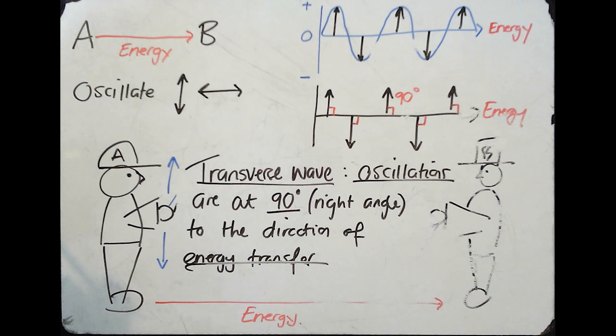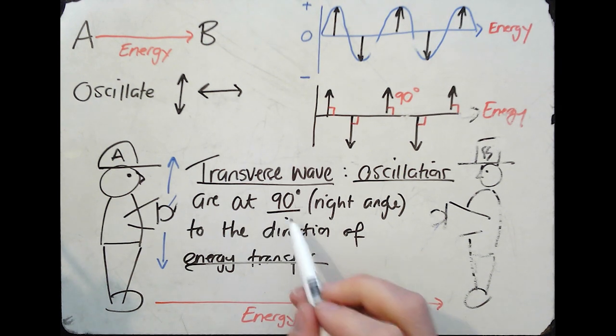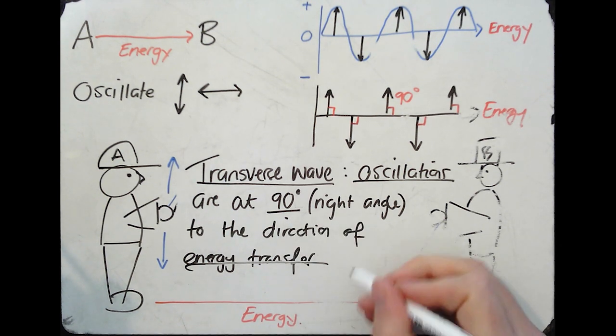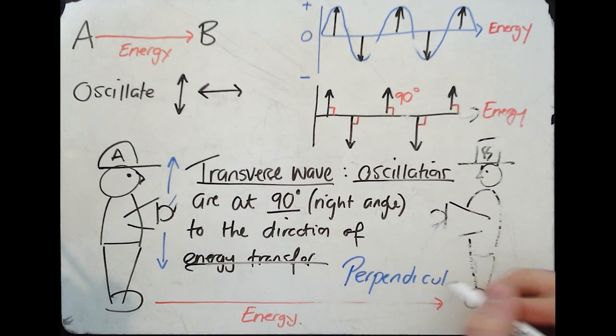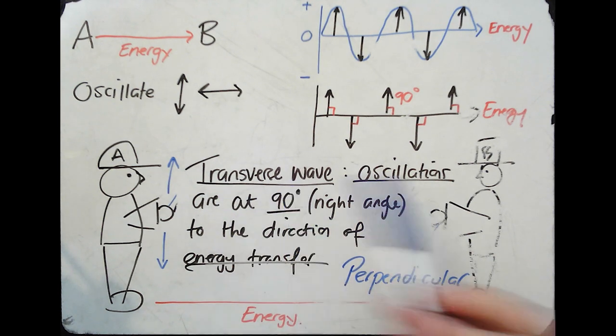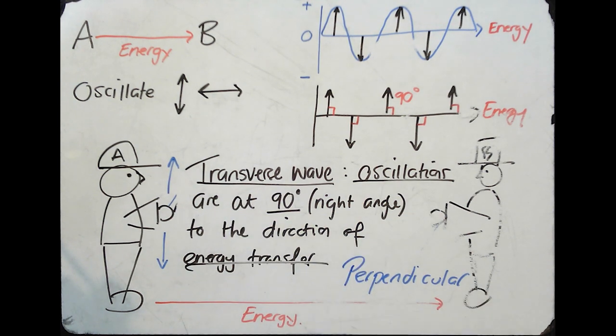Now, there is another term that you might see. So instead of saying right angle or 90 degrees, you might see this term, perpendicular, and that just means the same thing. It means at a right angle. So you might see, in a transverse wave, the oscillations are perpendicular to the direction of energy transfer. But hopefully that should explain what a transverse wave is.